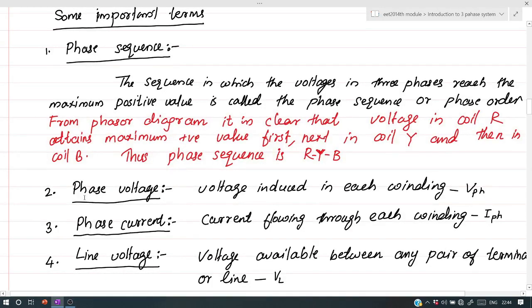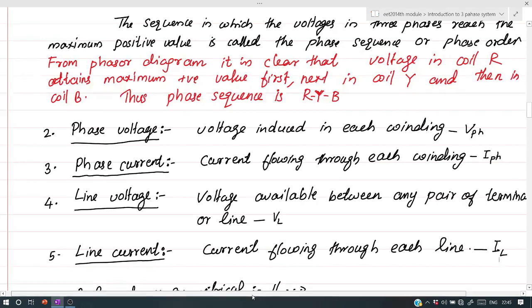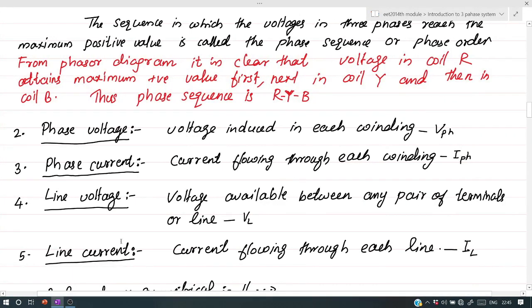Next term is phase voltage. Voltage induced in each winding is called phase voltage. It is represented by V phase. Next term is phase current. Current flowing through each winding is called phase current, I phase. Next term is line voltage. Voltage available between any pair of terminals is called line voltage. Similarly, line current. Current flowing through each line is termed as line current.